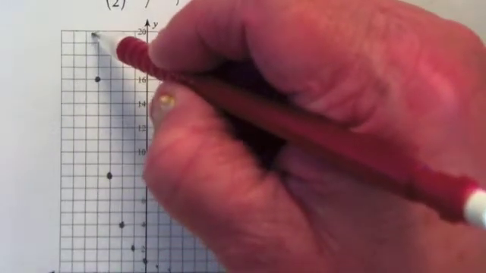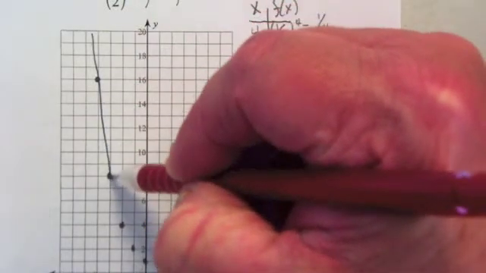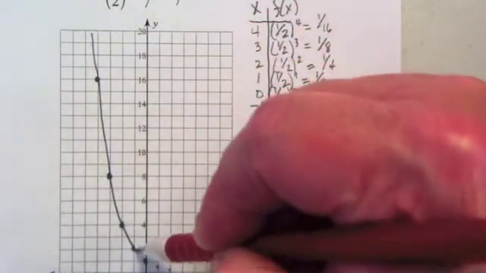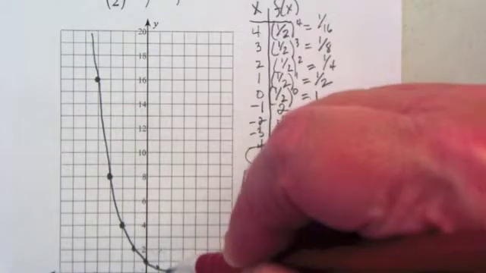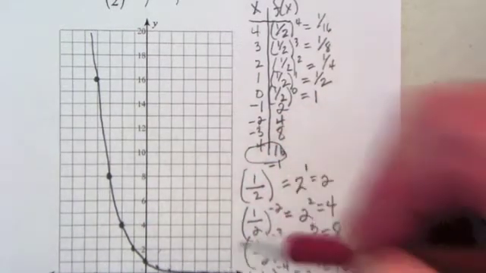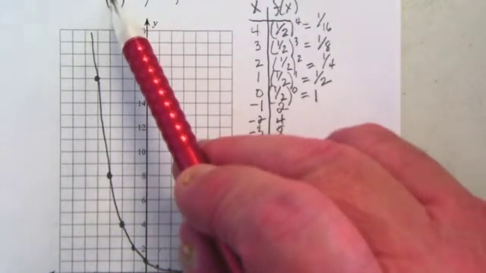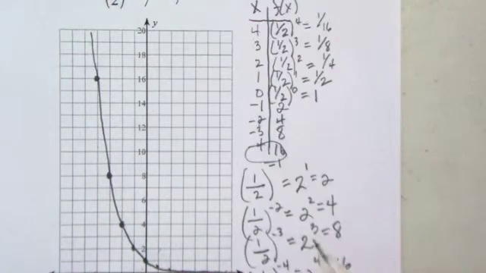So if I want to draw it, I come right down through here, and I come this way. And as I said, although it looks like it's hitting the x-axis, it's actually not. This is an asymptote. This just gets closer and closer and closer to it. So this is how you graph a fraction to an exponential power.